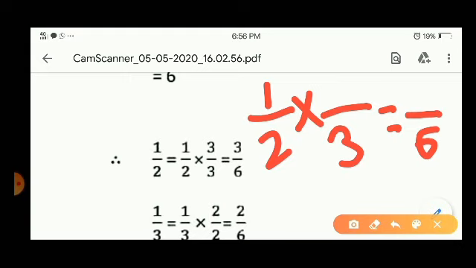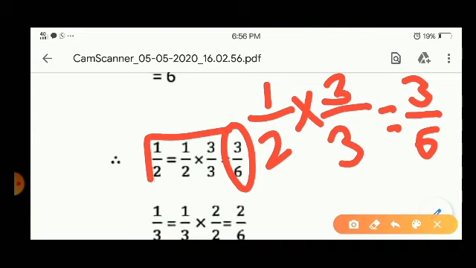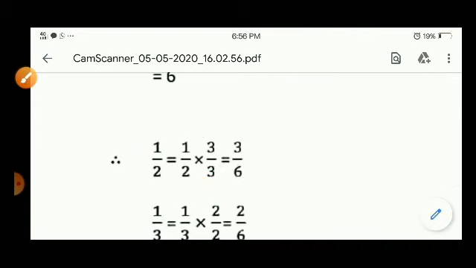If the denominator comes 3, then you have to take the numerator also the same. So 3 1s are 3. 3 upon 6 is your answer. You can see here also the same thing is explained in this. And the second is also the same.